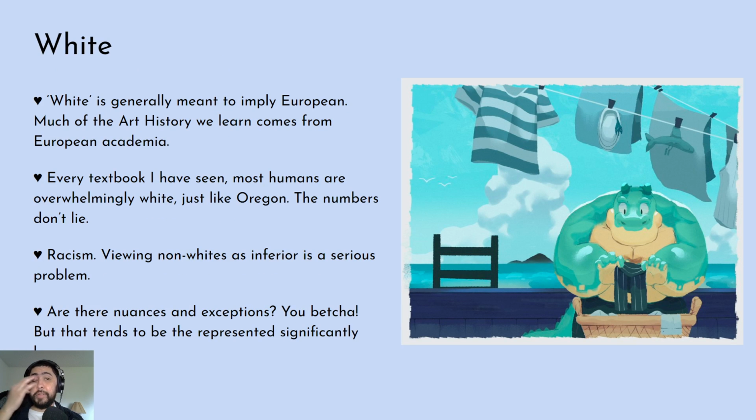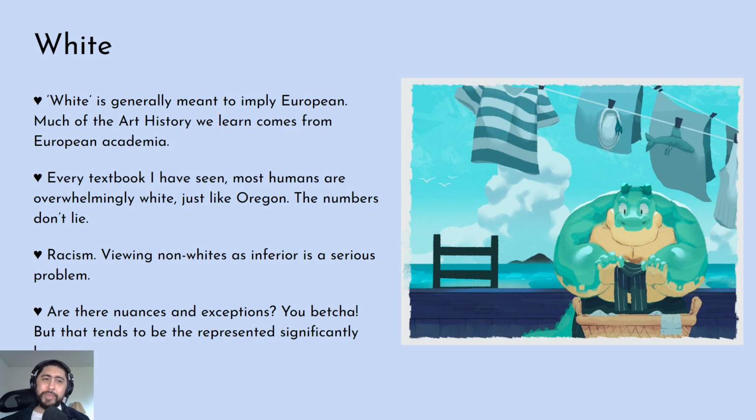So white is generally meant to imply European. Much of art history we learn comes from European academia. So my race is technically white, and people who identify as Arabic are technically white. We're not treated as white, because white is a very weird, unspecific definition for a group of people. What does it mean? I don't know. It's very complicated, and I don't understand it completely, and that's fine.